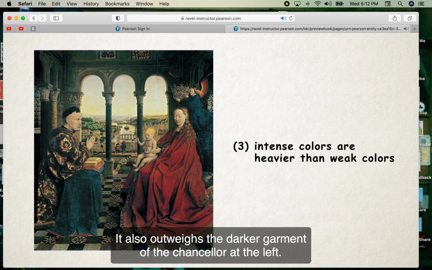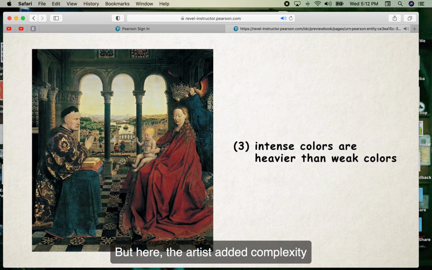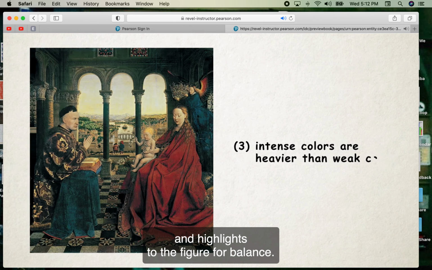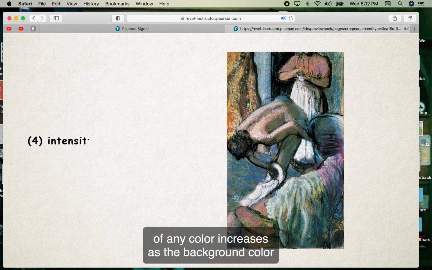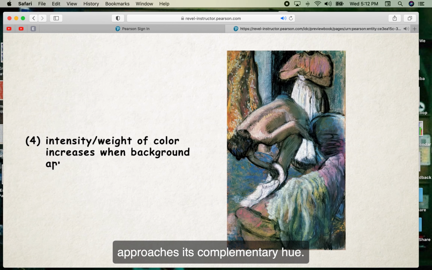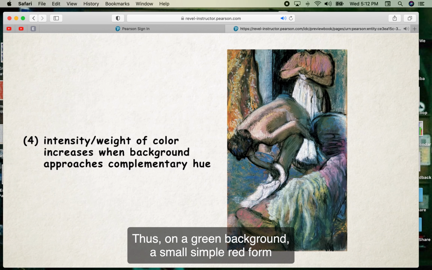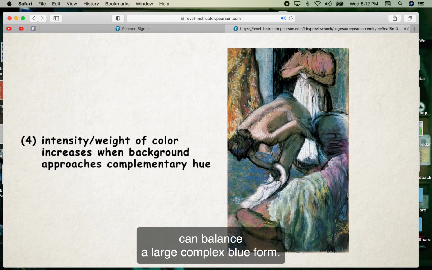It also outweighs the darker garment of the chancellor at the left, but here the artist added complexity and highlights to the figure for balance. Finally, the intensity and therefore the weight of any color increases as the background color approaches its complementary hue. Thus, on a green background, a small simple red form can balance a large complex blue form.